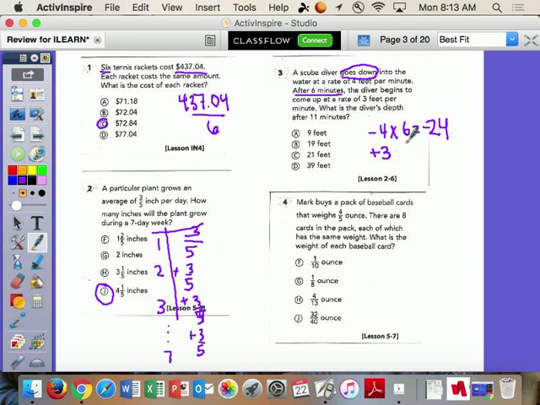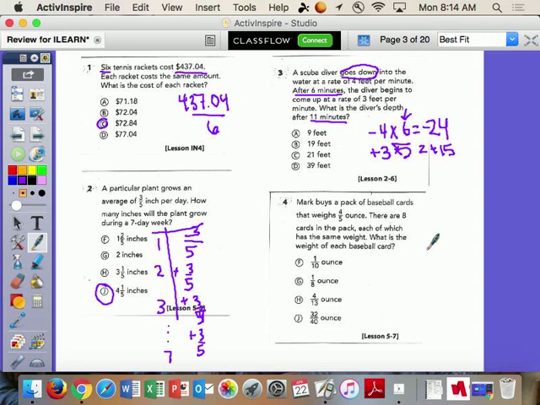Okay? What is the driver's depth after 11 minutes? Does this 11 minutes include this 6 minutes? It does. So how many minutes does he come up for? 5 minutes. So we're going to multiply that by 5, get a positive 15, and where do we end up at? Positive 9. Okay, so you should have A.